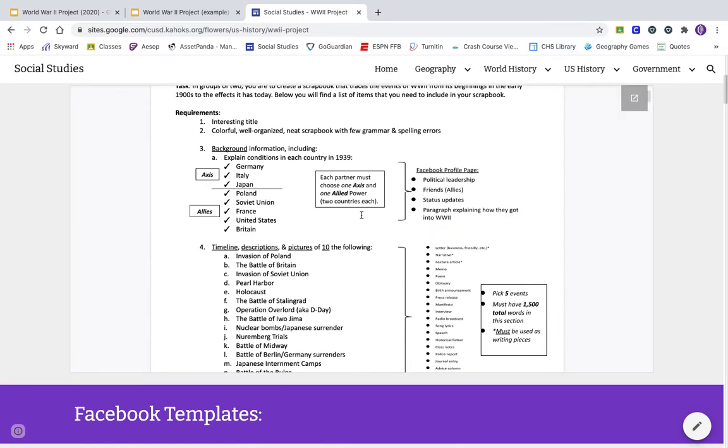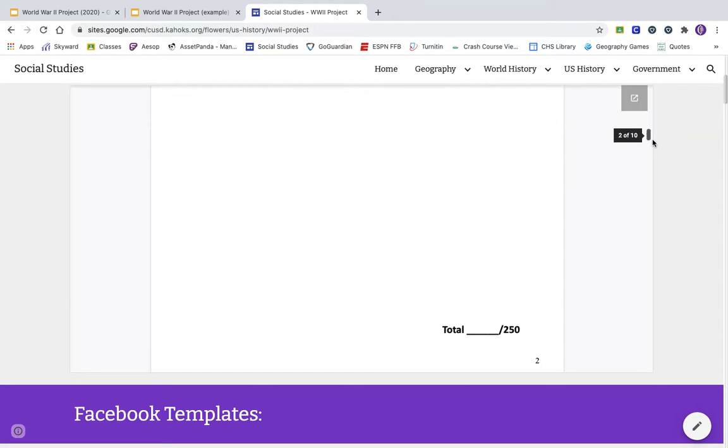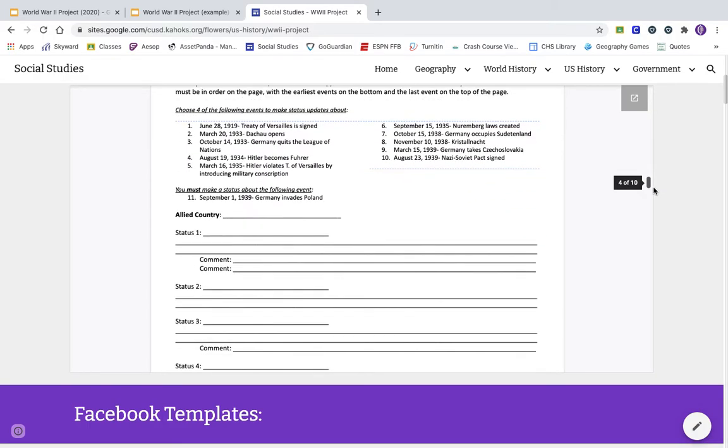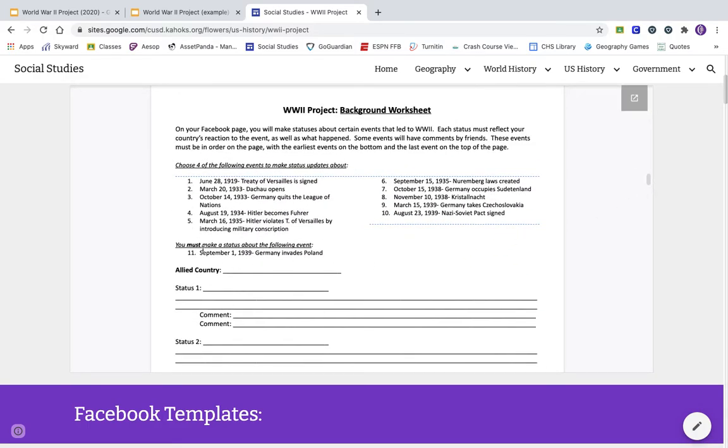What you're going to do is pick one country on each side, one from the Axis, one from the Allies. This is not all of them, this is just the main players. So what you're going to tell me in this Facebook page is all about their political leadership, your friends are their allies, you put status updates, and a paragraph explaining how they got into World War II. So what you're going to do is right here where it says background worksheet.